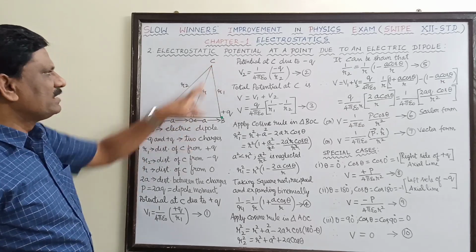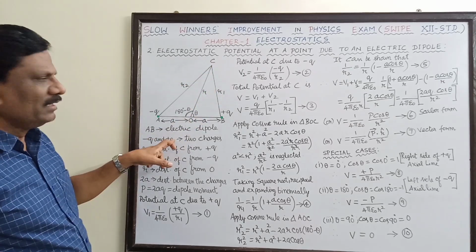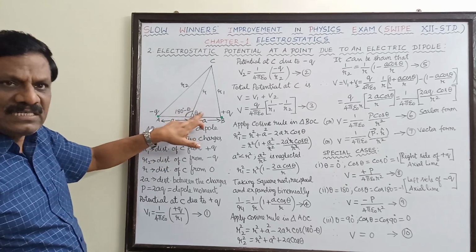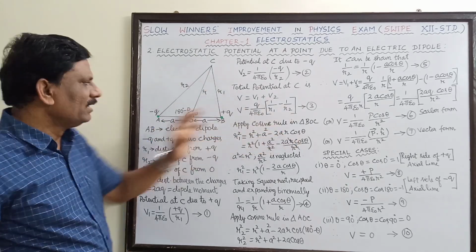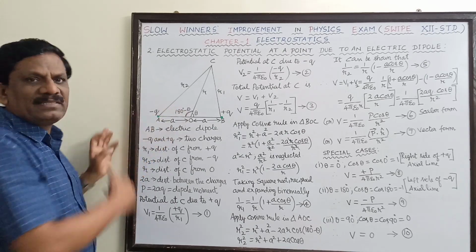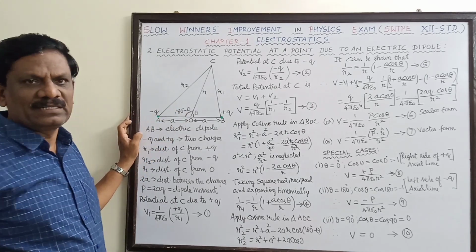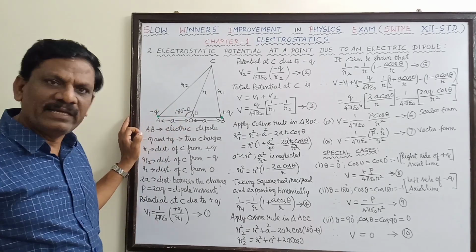Now OC is that straight line which makes an angle theta on the right side and 180 minus theta on the left side. Correctly you have to mark the angles.